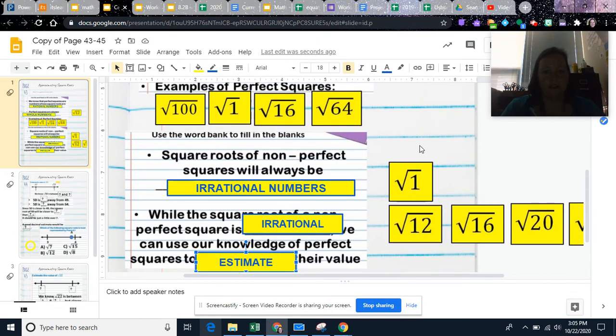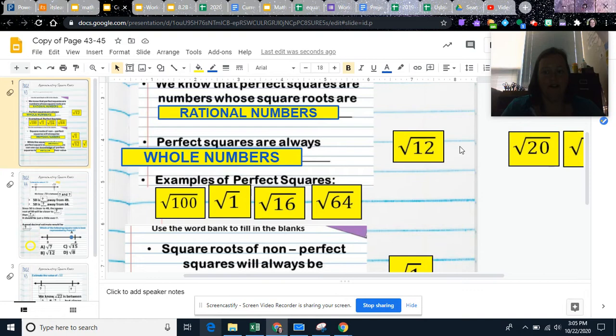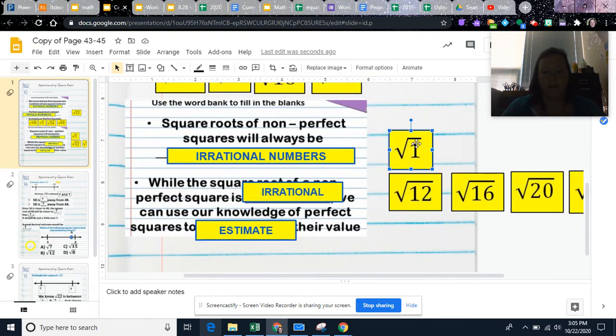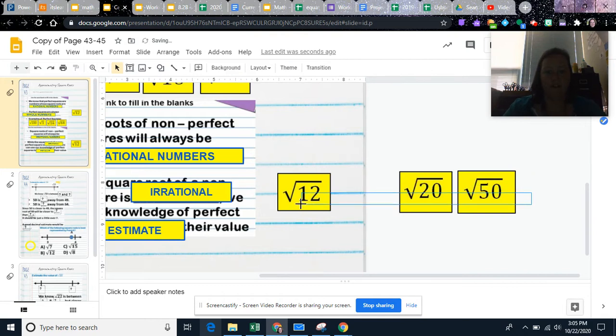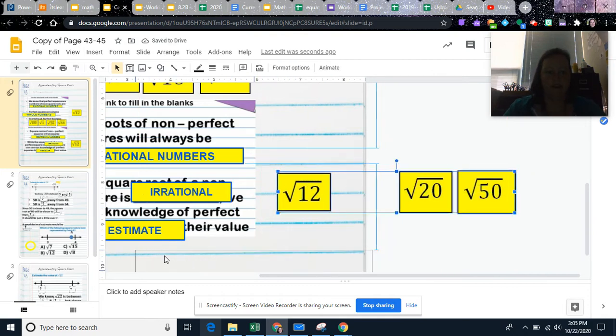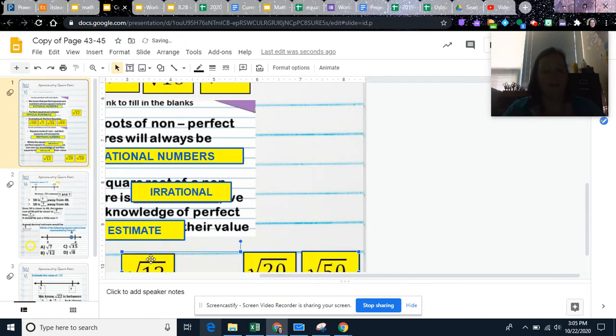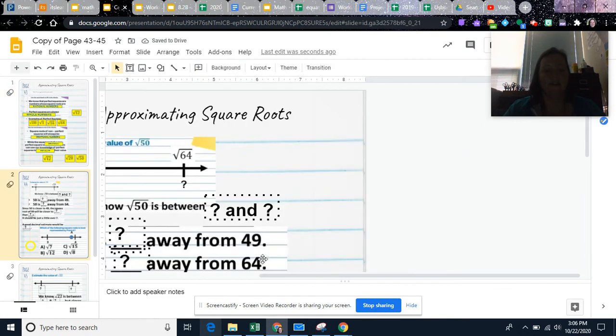And so really the ones that we had up here would all be considered irrational numbers. So we know this one's not irrational, and this one's not irrational. This one's not irrational, and neither is that one. So we'll delete the ones that are rational because they're perfect squares that we explained above, and then we'll keep the ones that are irrational.